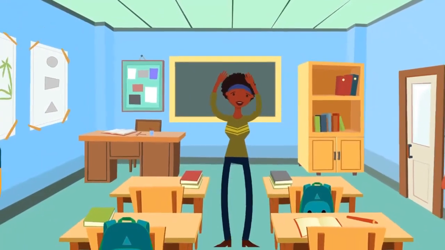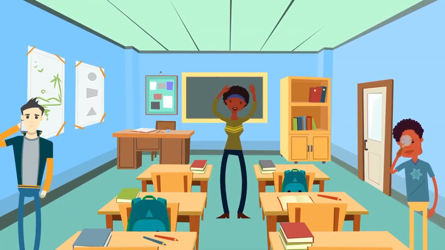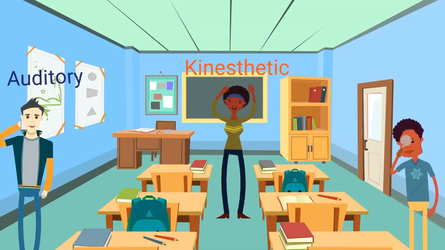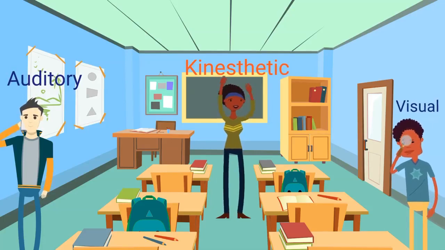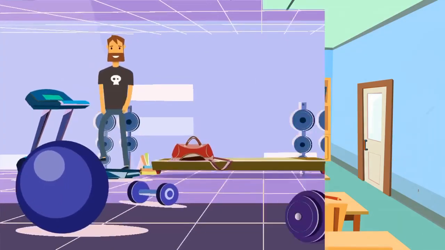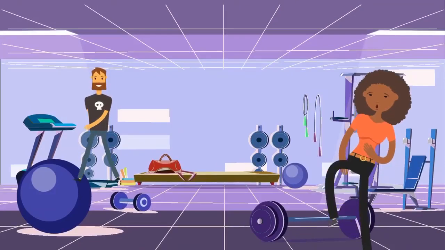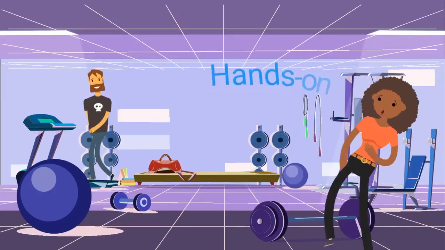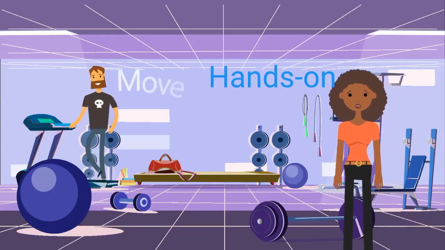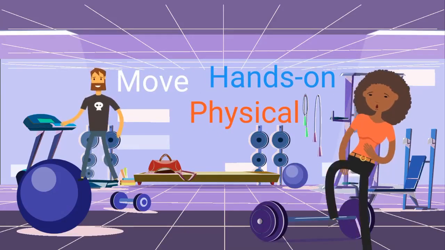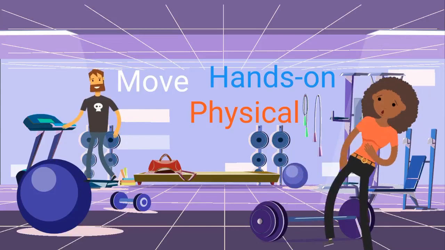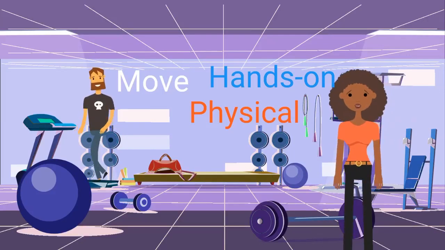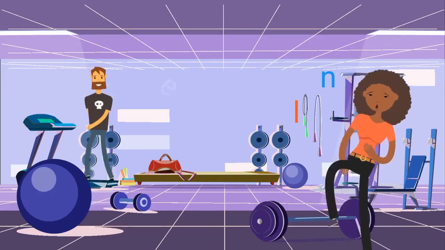There are three basic types of learning styles adults have: kinesthetic, auditory, and visual. Let's explore these learning styles further. Kinesthetic learners are hands-on. They learn best when they move and physically interact with the training. The best kind of training for them involves role-play, practice, or any other practical learning approach.